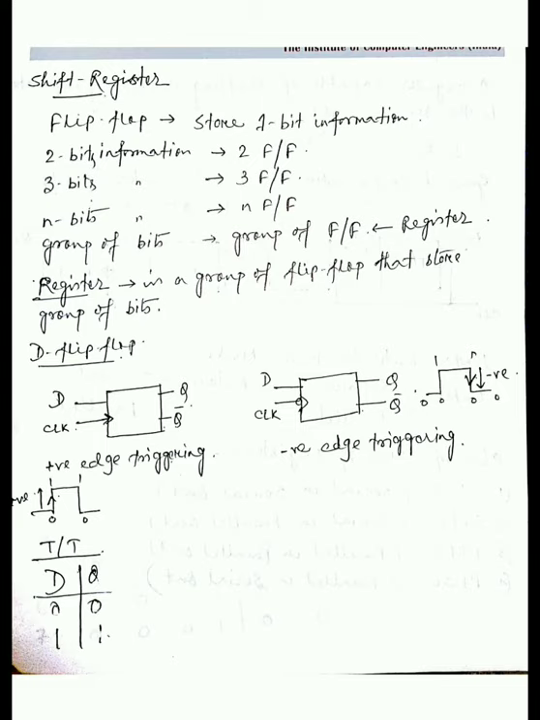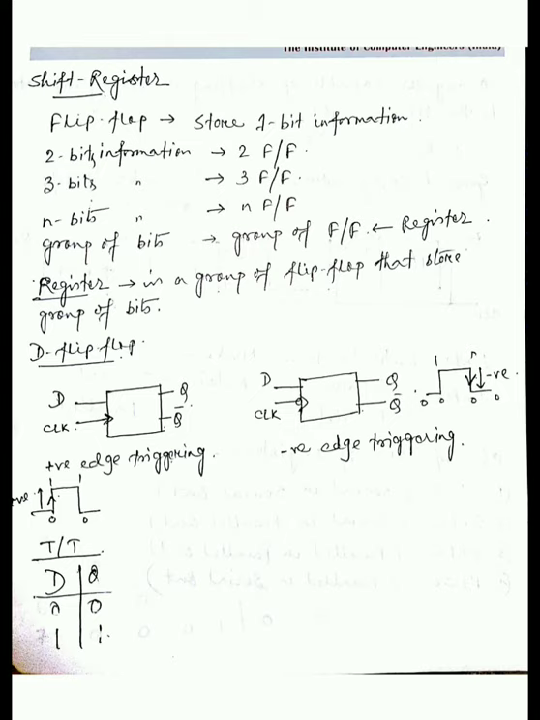Now I want to know today the functioning of a register, how bits can be stored in a register. We have already studied about flip-flop. What is a flip-flop? It is used to store one bit of information. We have already studied SR flip-flop, D flip-flop, T flip-flop and JK flip-flop. All these flip-flops are used to store one bit of information.